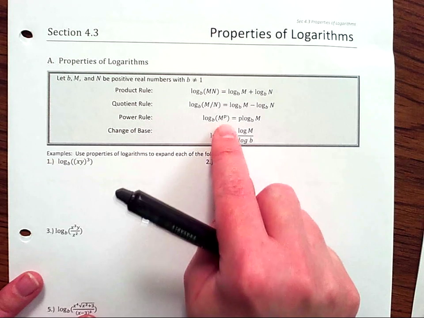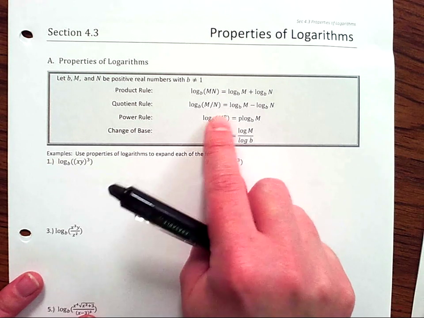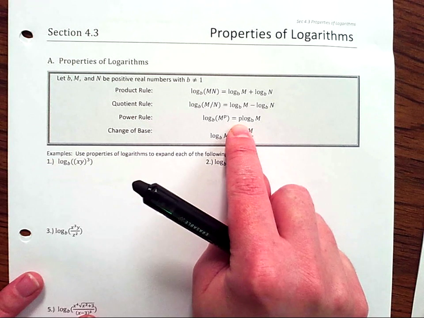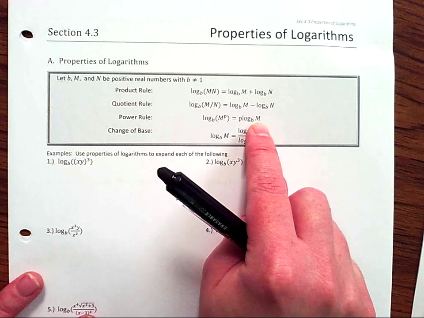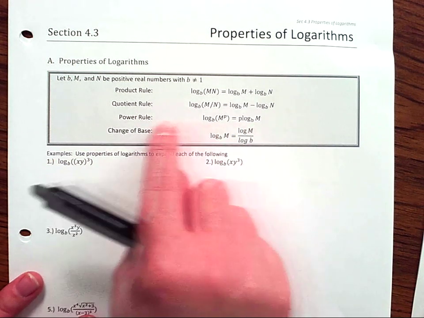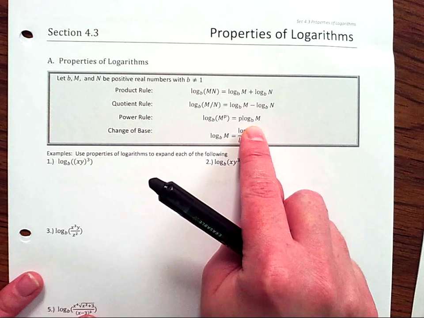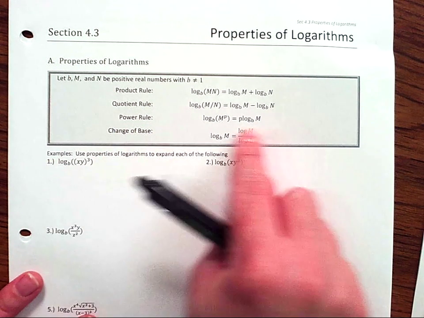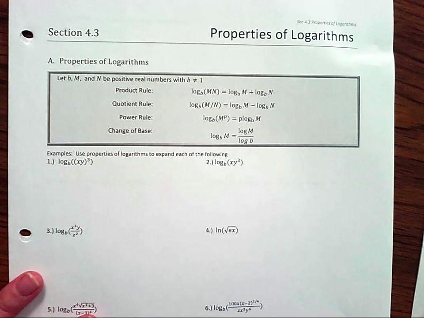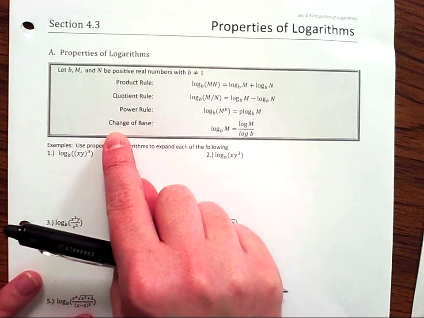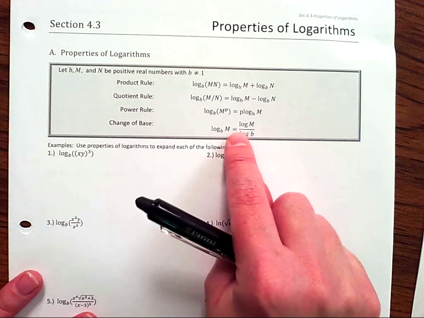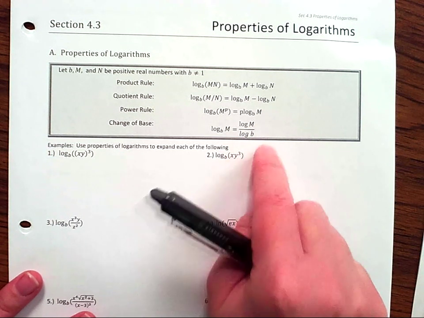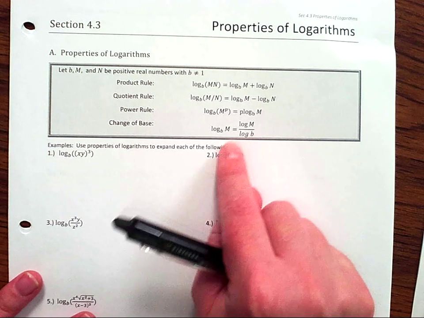Power rule: if I have an exponent on the inside of the logarithmic function, then I can put that power outside of the log. This power rule is the most helpful with logs. That's why if you ever are solving an equation where the variable is in the exponent, you always take the log in order to use this property. And then the change of base property, log base b of m equals log of m over log of b. This is helpful to put logs into your calculator if you have to evaluate.